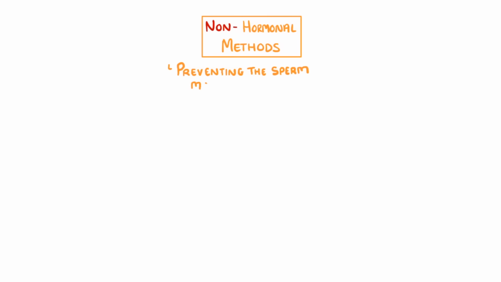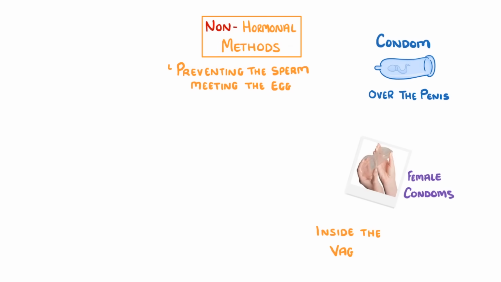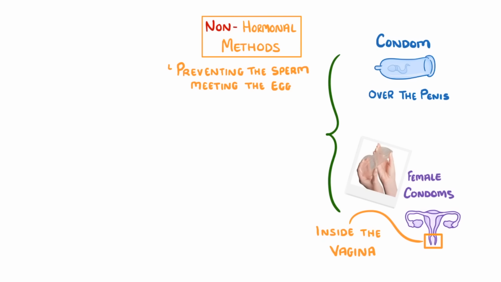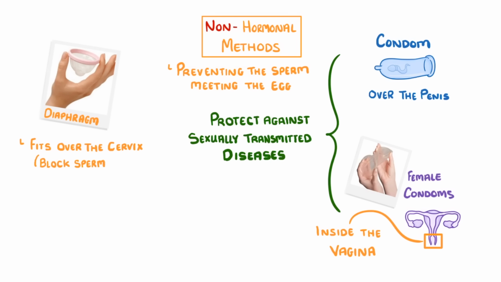Our second group of contraceptives was the non-hormonal methods. What these have in common is that they all work by somehow preventing the sperm from meeting the egg. For example, condoms are worn over the penis, which traps any sperm. There are also female condoms, which are worn inside the vagina, but do basically the same thing. One of the important things about condoms is that they're the only form of contraception that also protect against sexually transmitted diseases, or STDs. Next, there's the diaphragm, which is a shallow plastic cup that fits over the cervix to block sperm from entering the uterus.